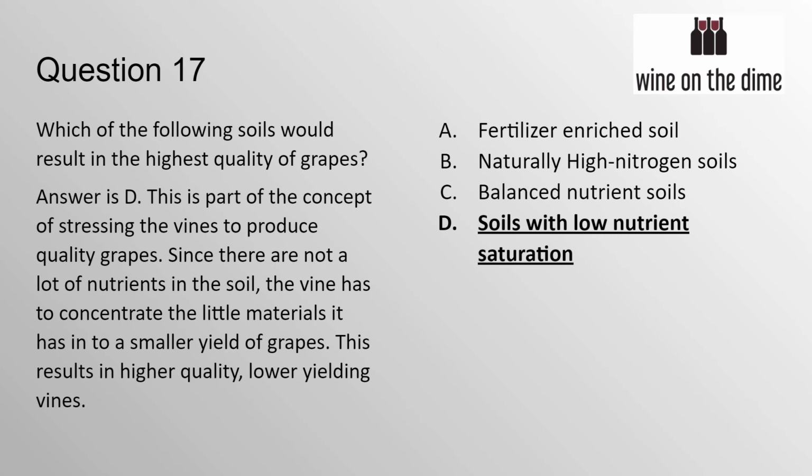Since there are not a lot of nutrients in the soil, the vine has to really concentrate what little materials it has into the smaller yield of grapes. This results in higher quality and lower yielding vines.